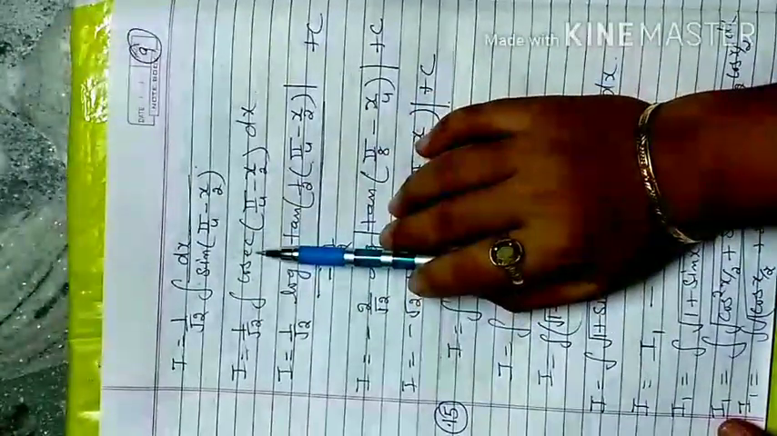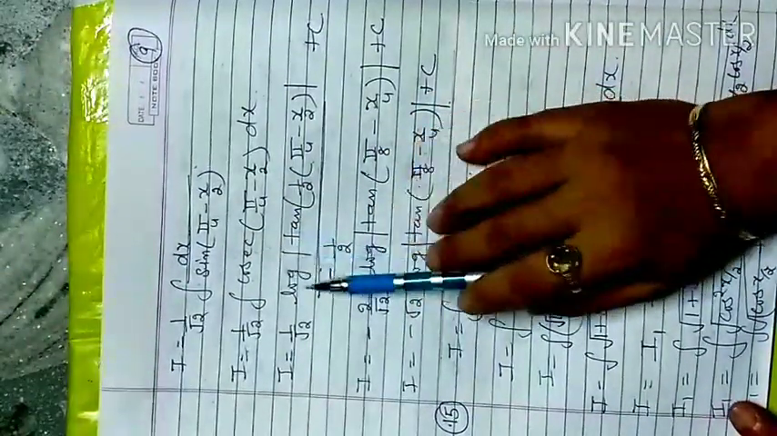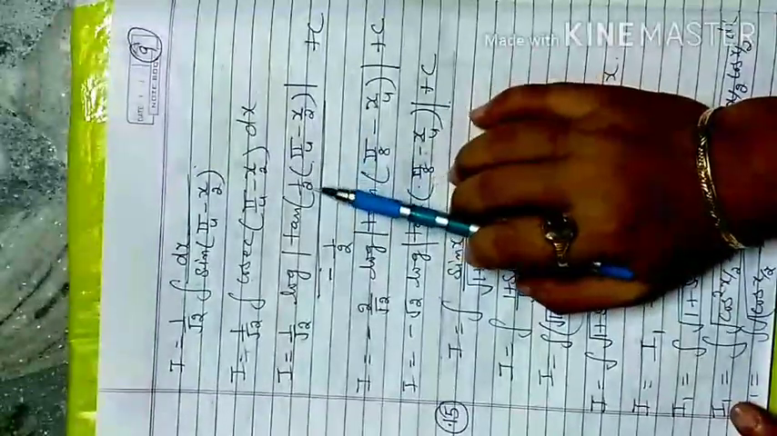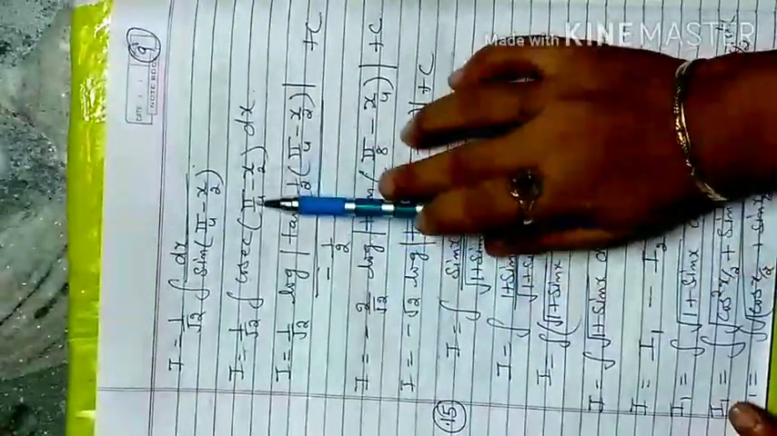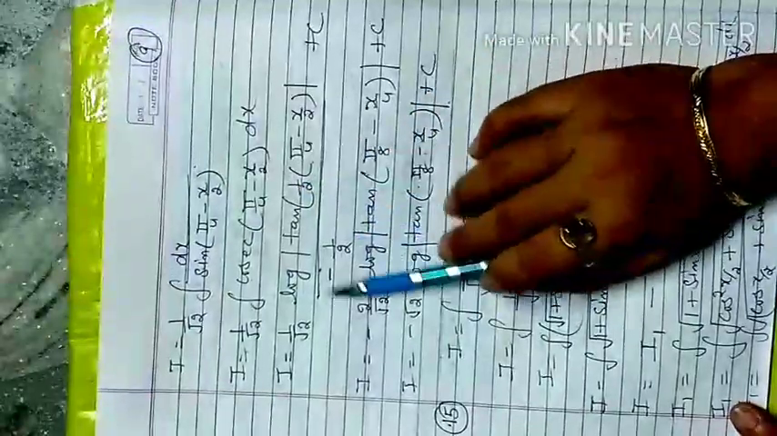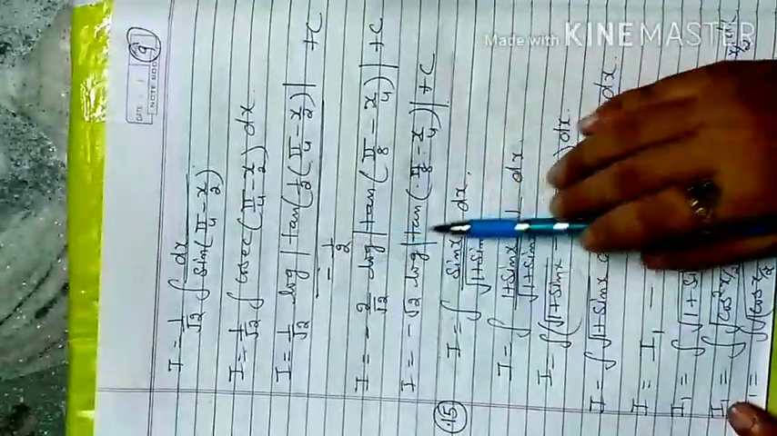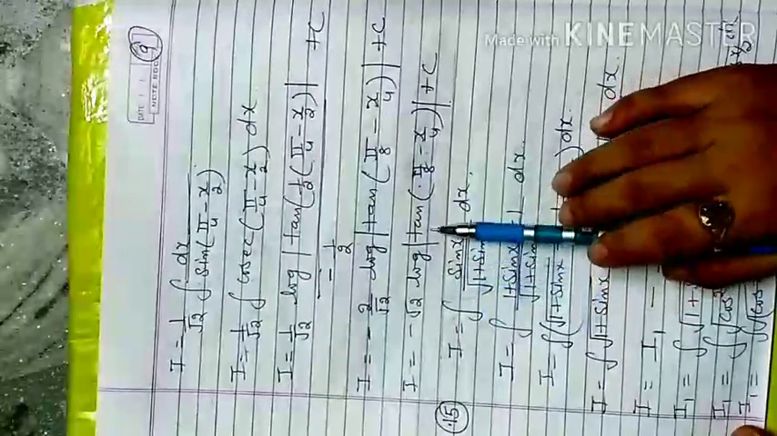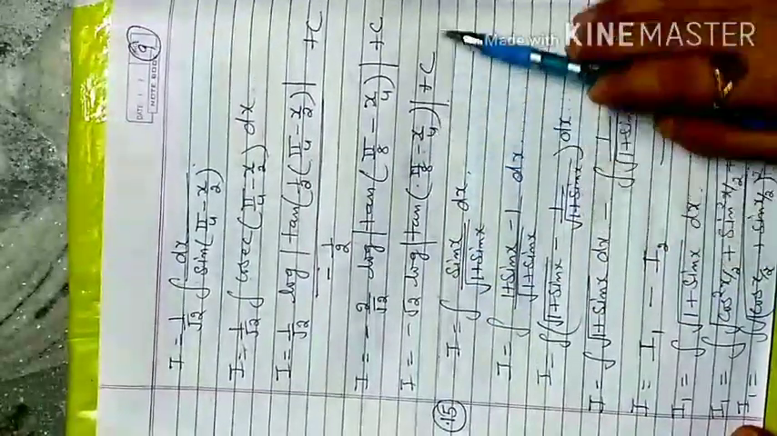1 upon sin changes to cosecant, and cosecant integration is log tan of x by 2, that is, pi by 4 minus x by 2, divided by 2. But pi by 4 minus x by 2 differentiation will be minus 1 by 2 in the denominator. Now ultimately my answer is minus root 2 log tan of pi by 8 minus x by 4 plus c.